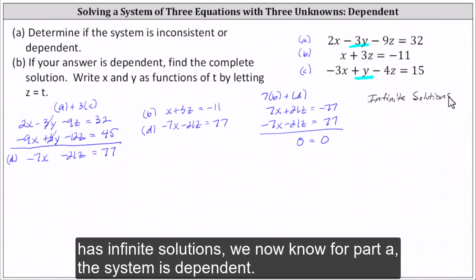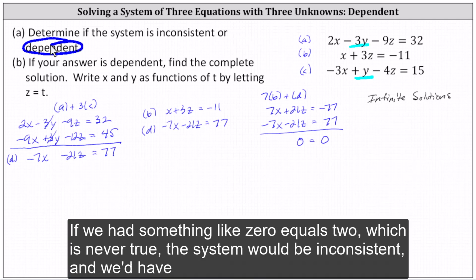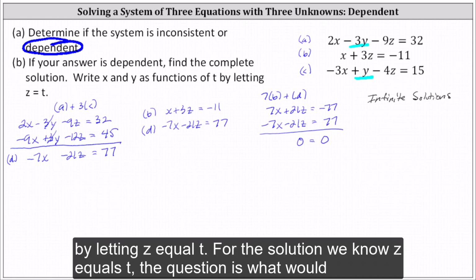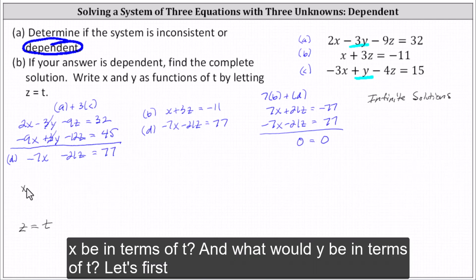And if the system has infinite solutions, we now know for part A, the system is dependent. If we had something like 0 equals 2, which is never true, the system would be inconsistent and we'd have no solutions. And now we're asked to express x and y as functions of t by letting z equal t. For the solution, we know z equals t. The question is, what would x be in terms of t and what would y be in terms of t?